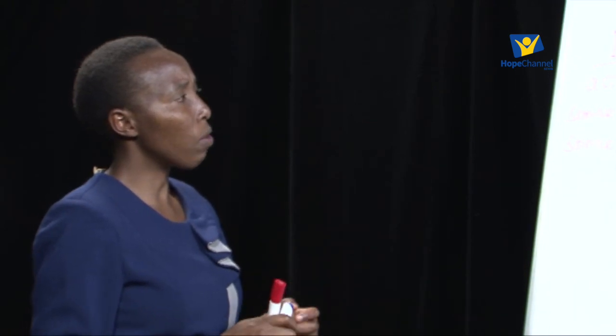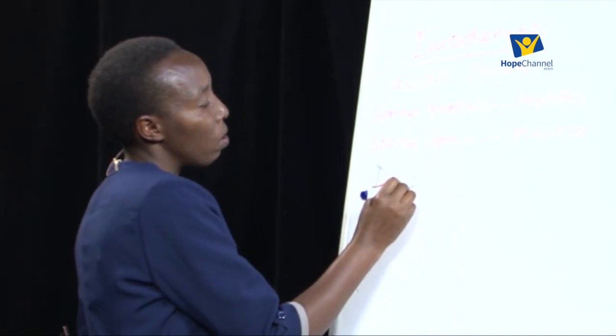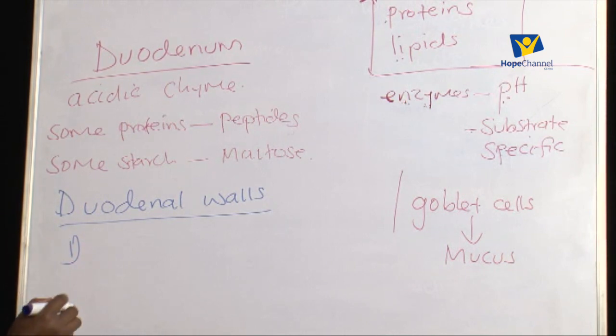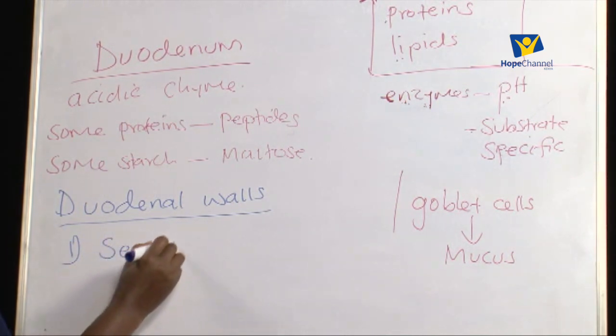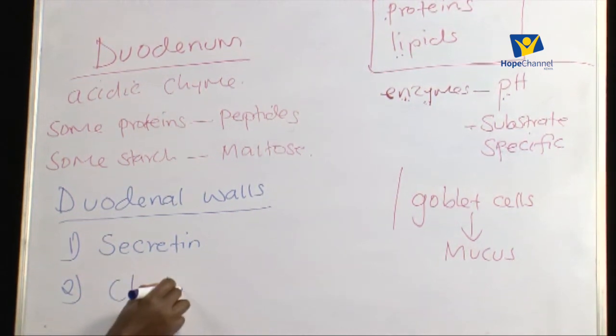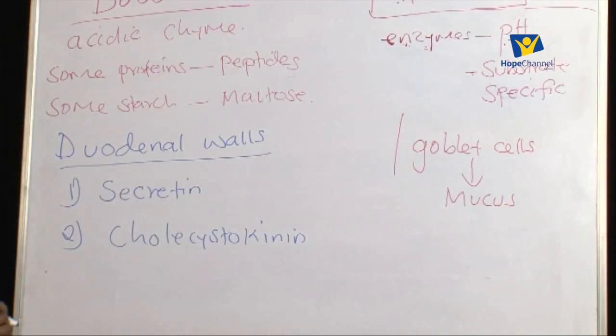And because of that, we say the presence of food, or the presence of the acidic chyme in the duodenum, stimulates the duodenal walls to secrete two hormones. The first hormone we have is secretin. And the second hormone that we have, we call it cholecystokinin. There are two hormones that are produced by the duodenal walls.